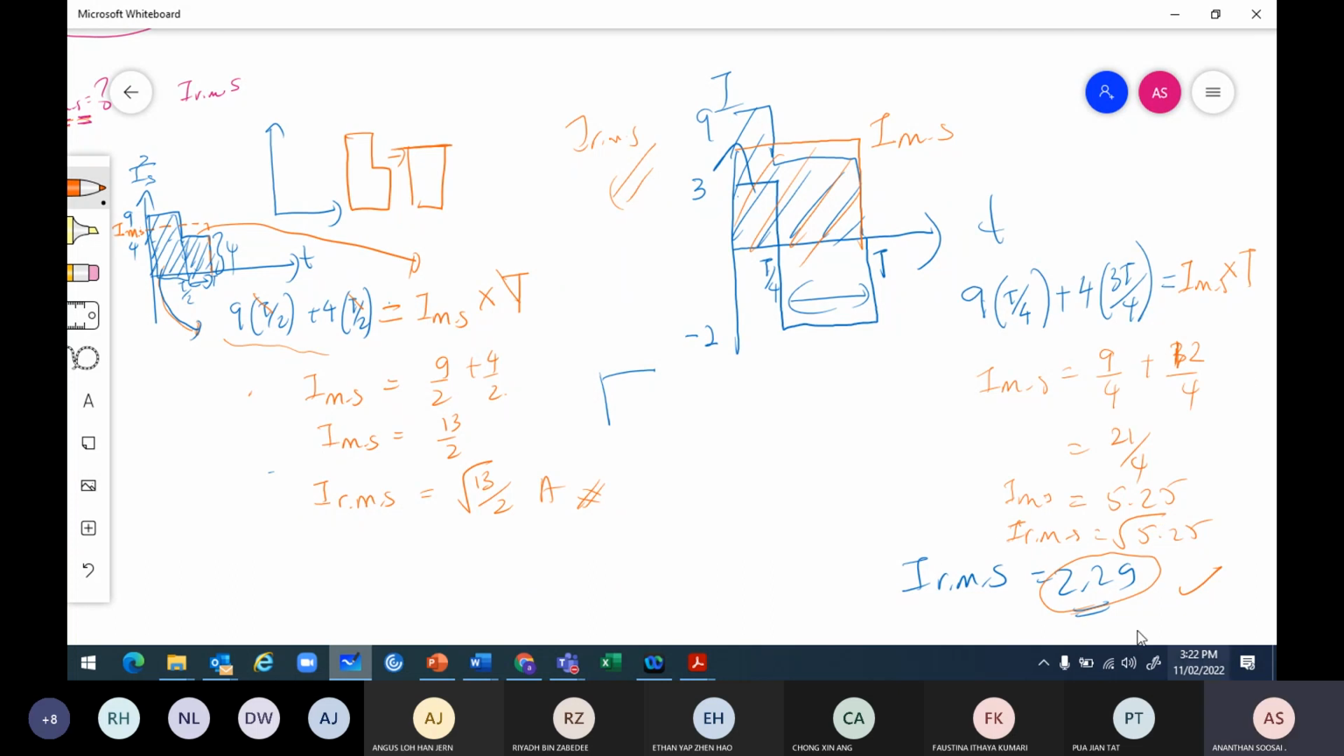Okay, so those who got 2.29, good. Square the graph, mean the graph, then root it. Okay. The area has to be the same.